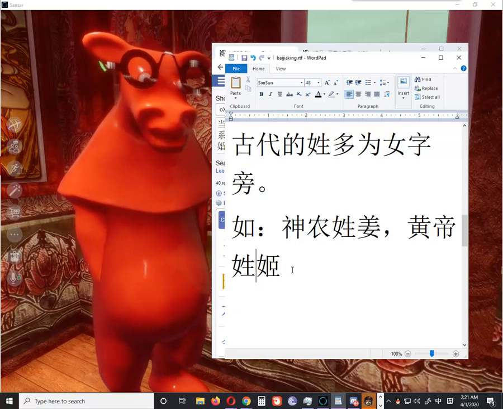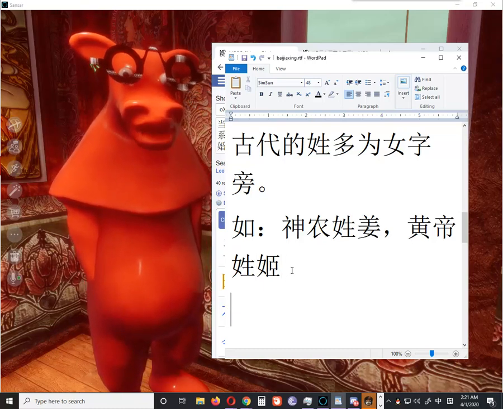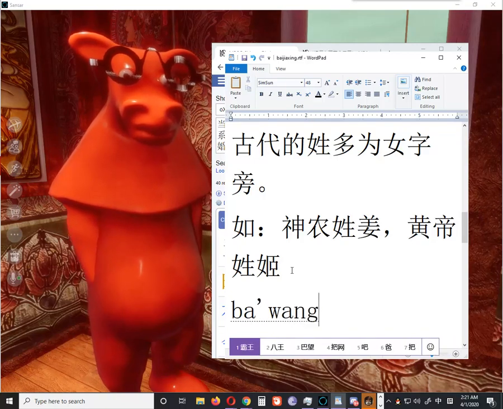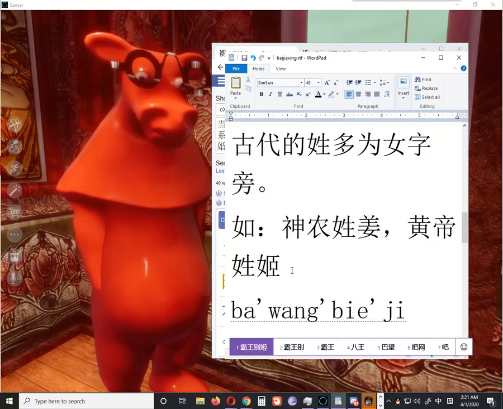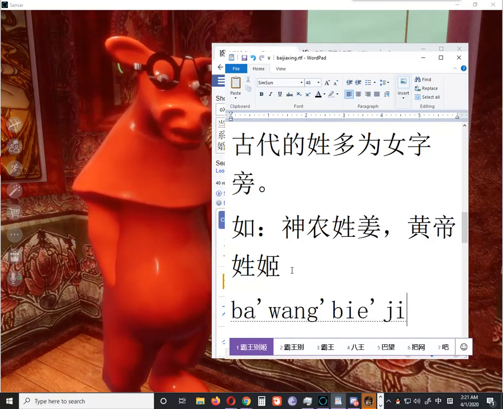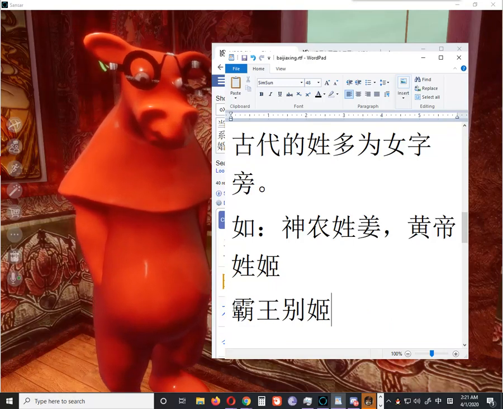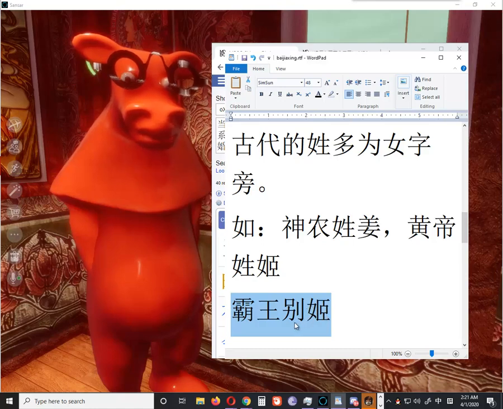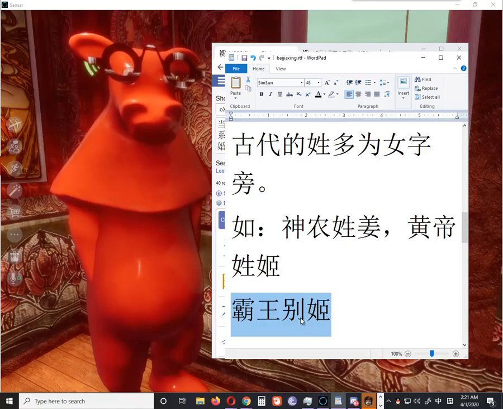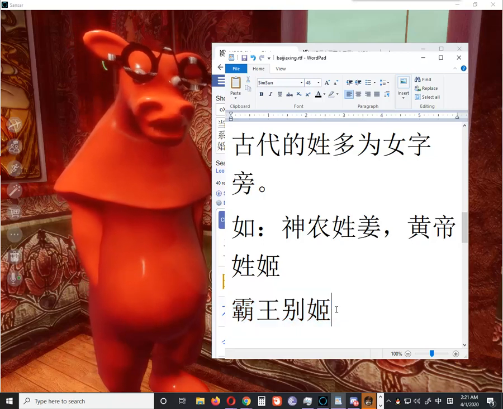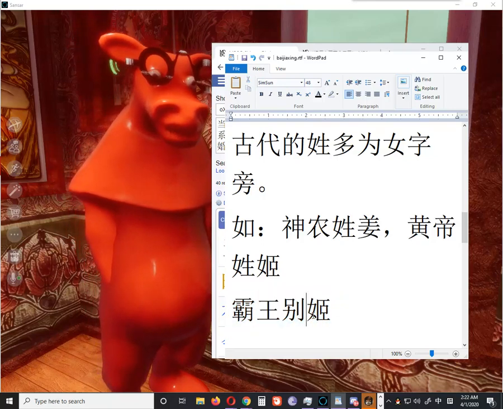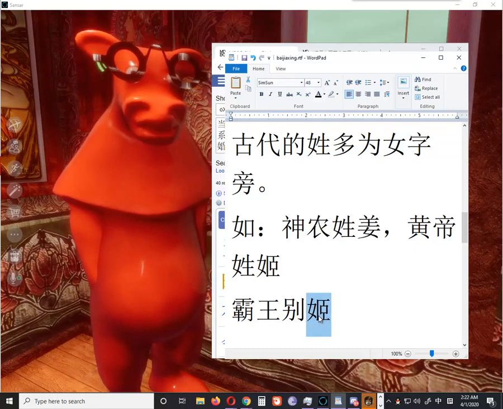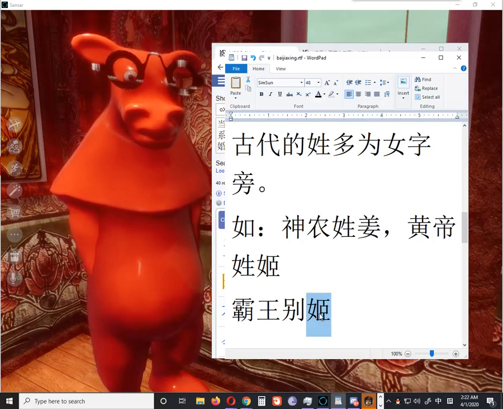Well, I'm going to remind you in case you forgot the famous movie. What is it? And look at that, it picked it right up. Right, the input method immediately recognized Bawang Bieji, which we translate into English as Farewell My Concubine. And so ji is understood to mean concubine. Also, it has some sound ji that sounds like some other words as well.